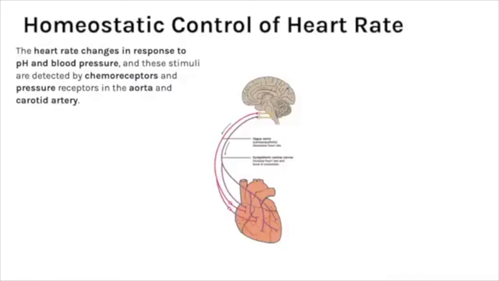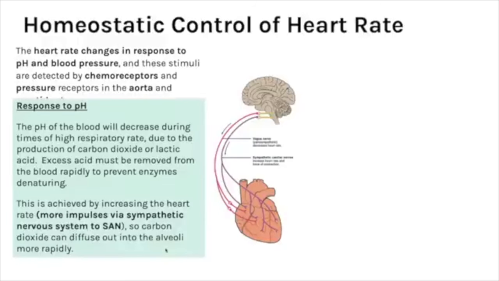One of the stimuli that will change the heart rate is pH, and the other one is blood pressure. There are different receptors that detect these different stimuli. The changes in pH are detected by the chemoreceptors, and the blood pressure changes are detected by pressure receptors, but they are both found in the same location. You find them in the walls of the aorta and also the carotid artery, and this is the next blood vessel that attaches onto the aorta.